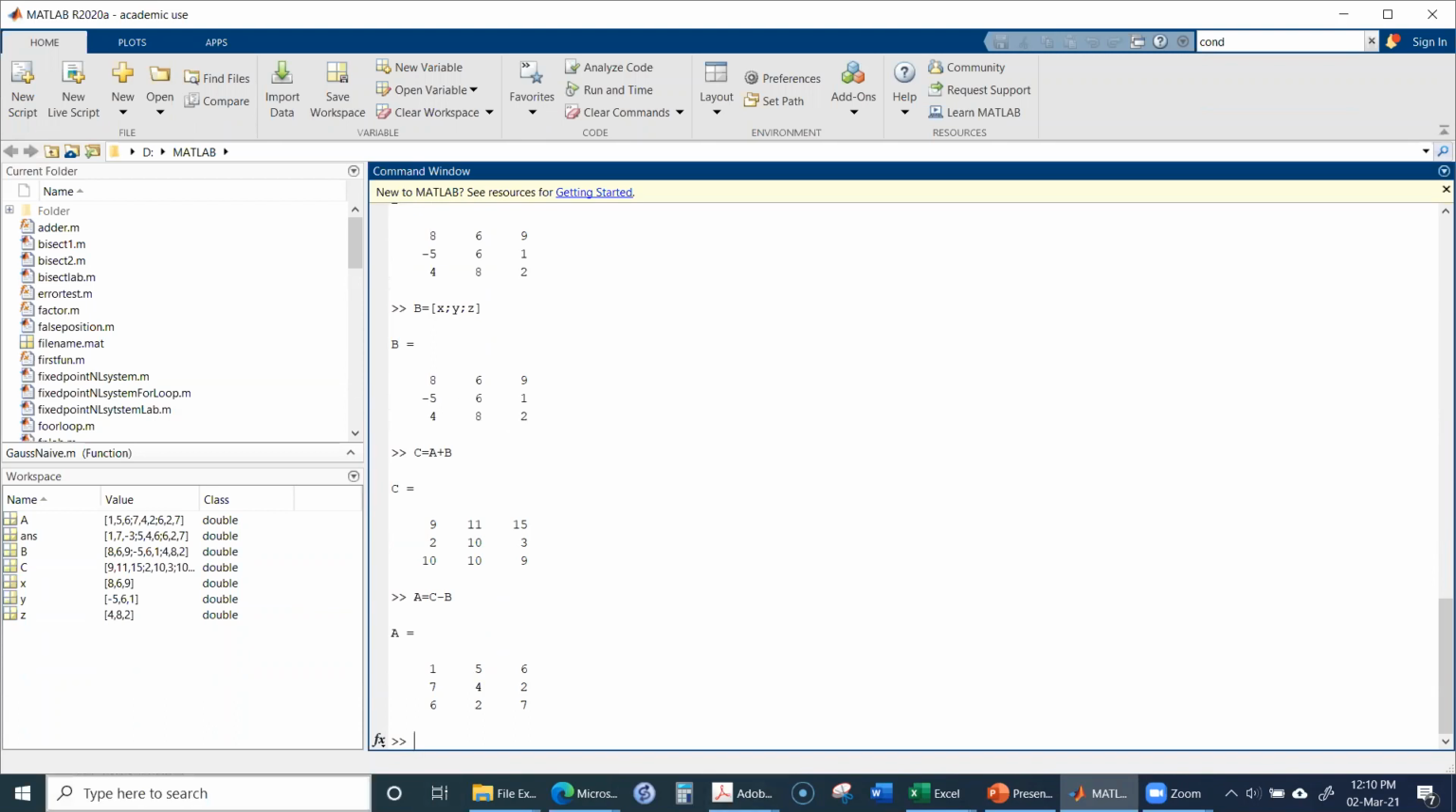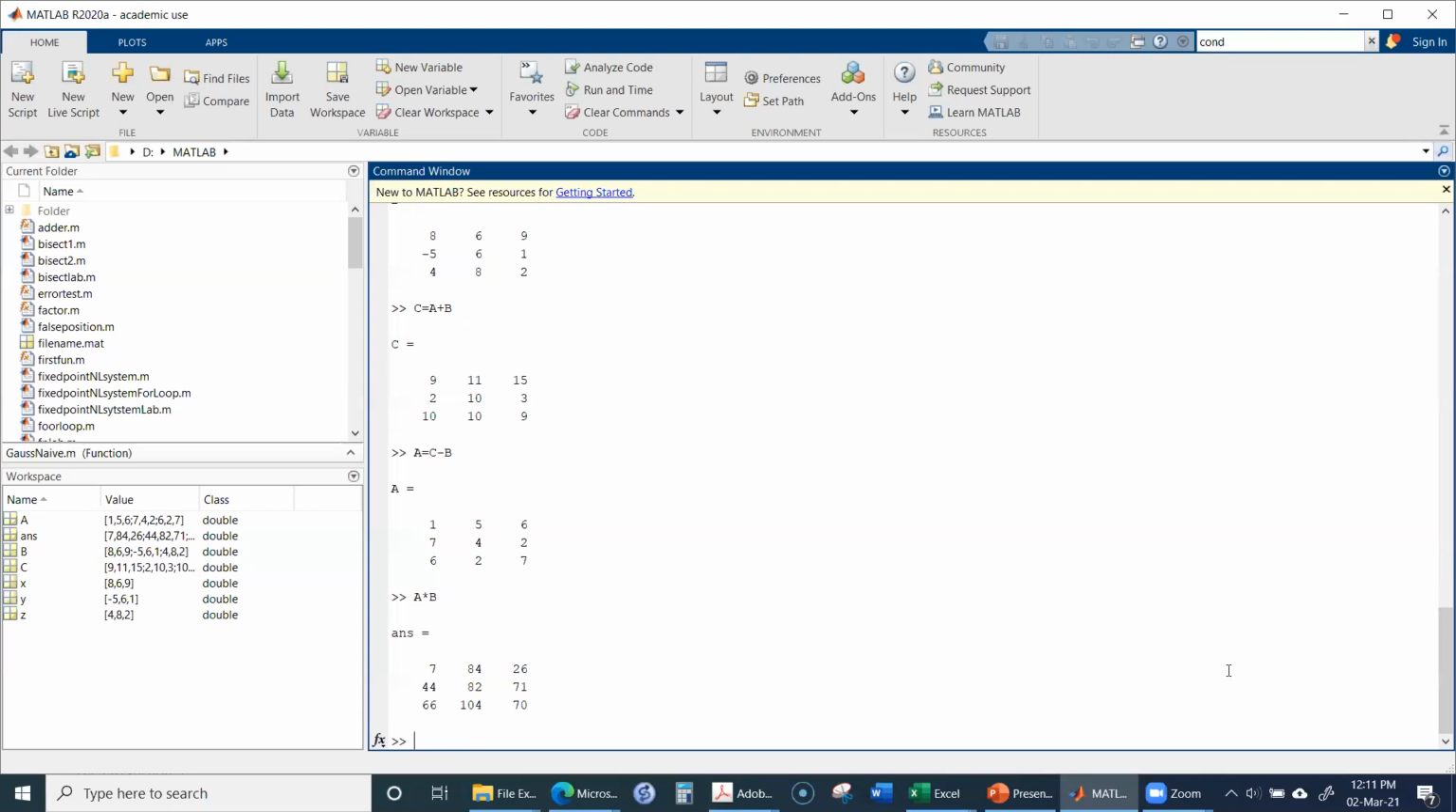Then, this was the addition and subtraction for the matrices. For matrix multiplication, we can just use A star B, A asterisk B. That will be the matrix multiplication. We have the A matrix and the B matrix, and we want to multiply them. Both have 3 rows and 3 columns, so the number of columns of A is equal to the number of rows of B. They are compatible. So this will be the matrix multiplication.